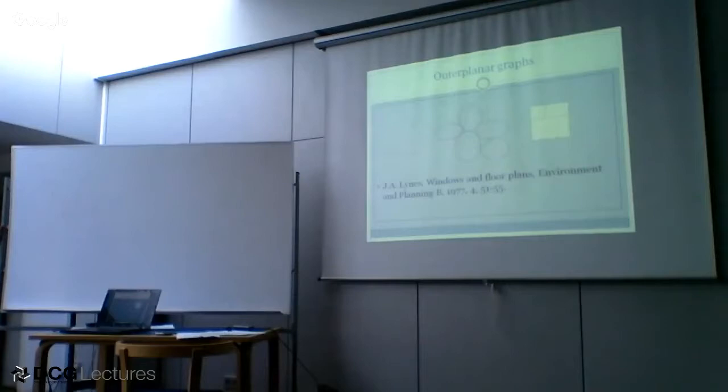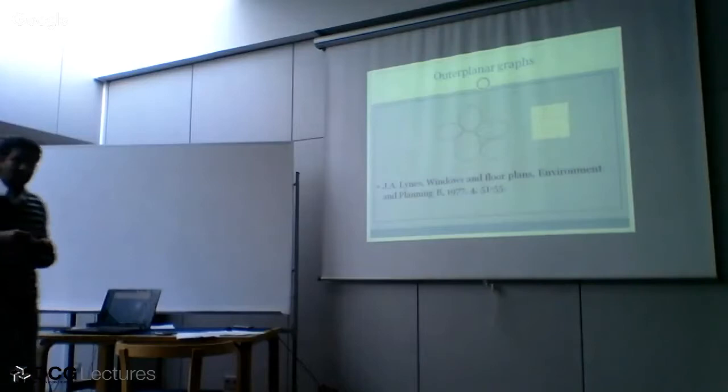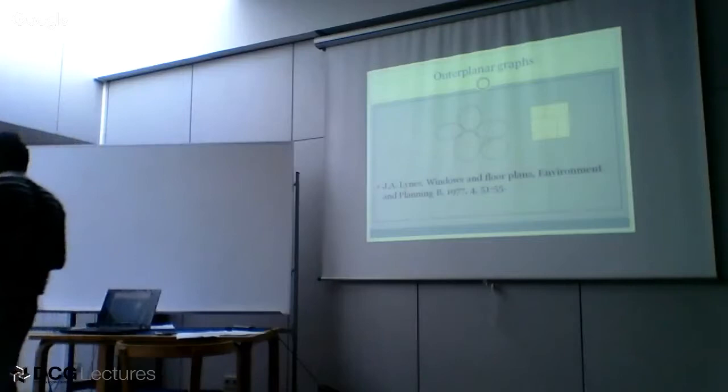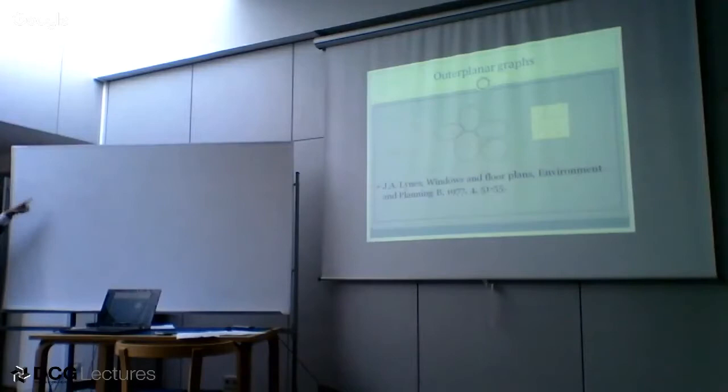Now, if all the vertices of the graph belong to the exterior region, like here the vertices are v1, v2, v3, v4, v5, so all five vertices belong to the exterior region, then we call it an outer planar graph. This graph is very interesting in architectural design, because it guarantees the existence of windows for each of the rooms, because each vertex is connected to the exterior.